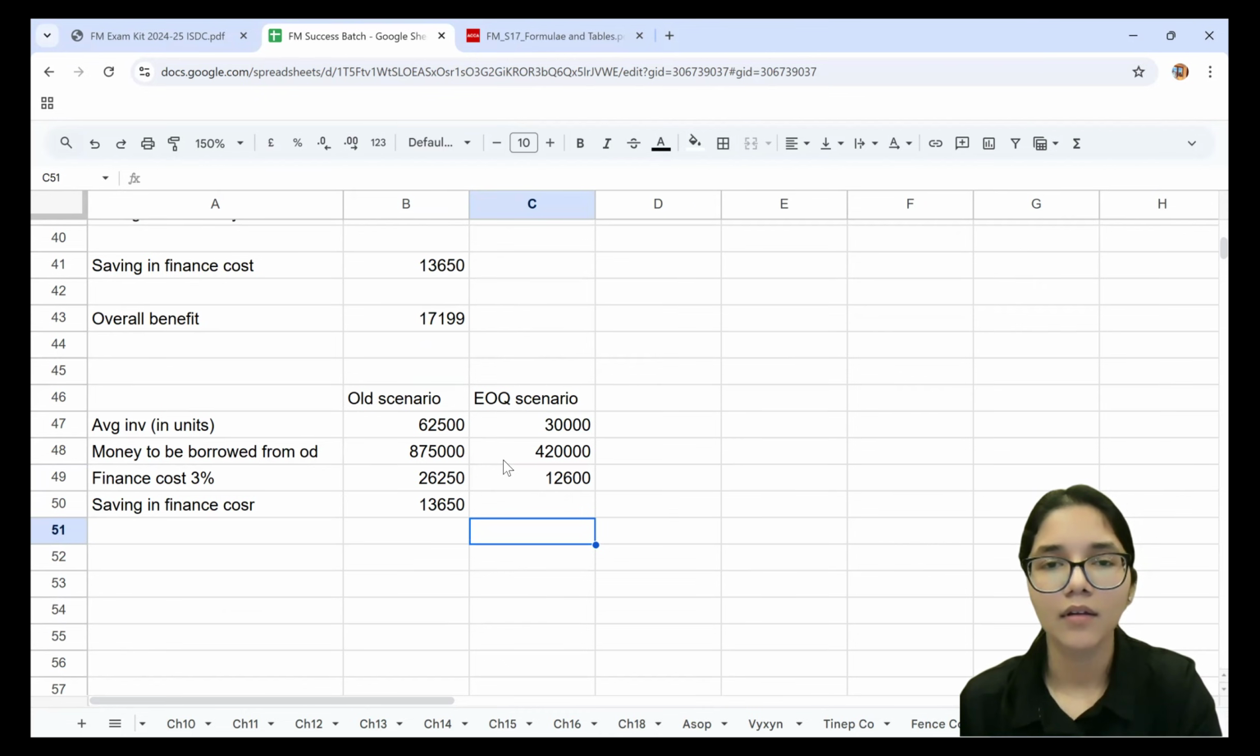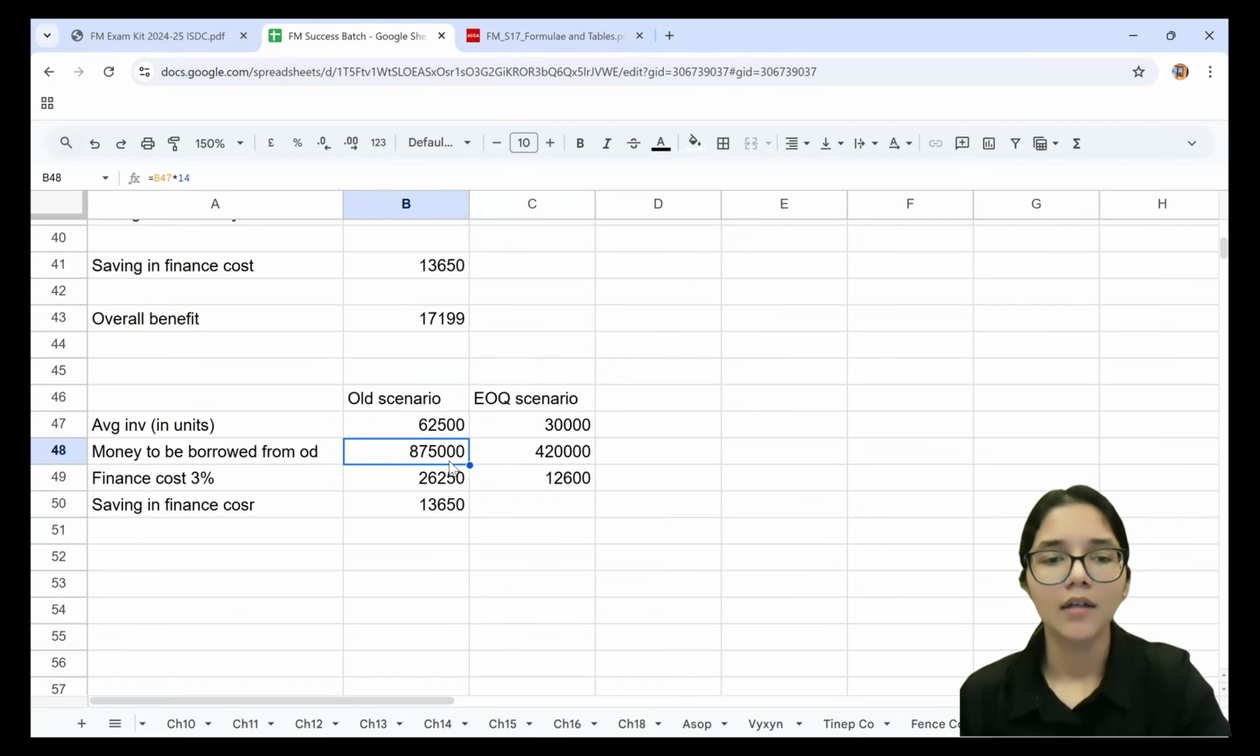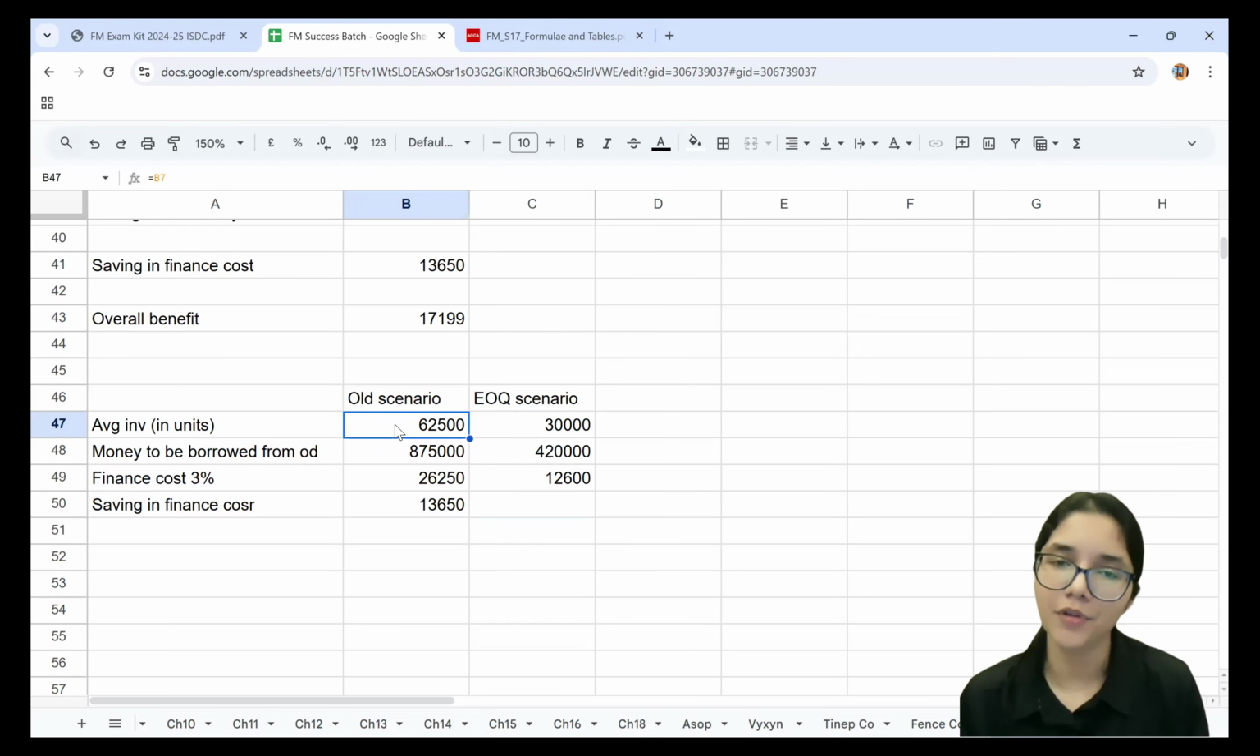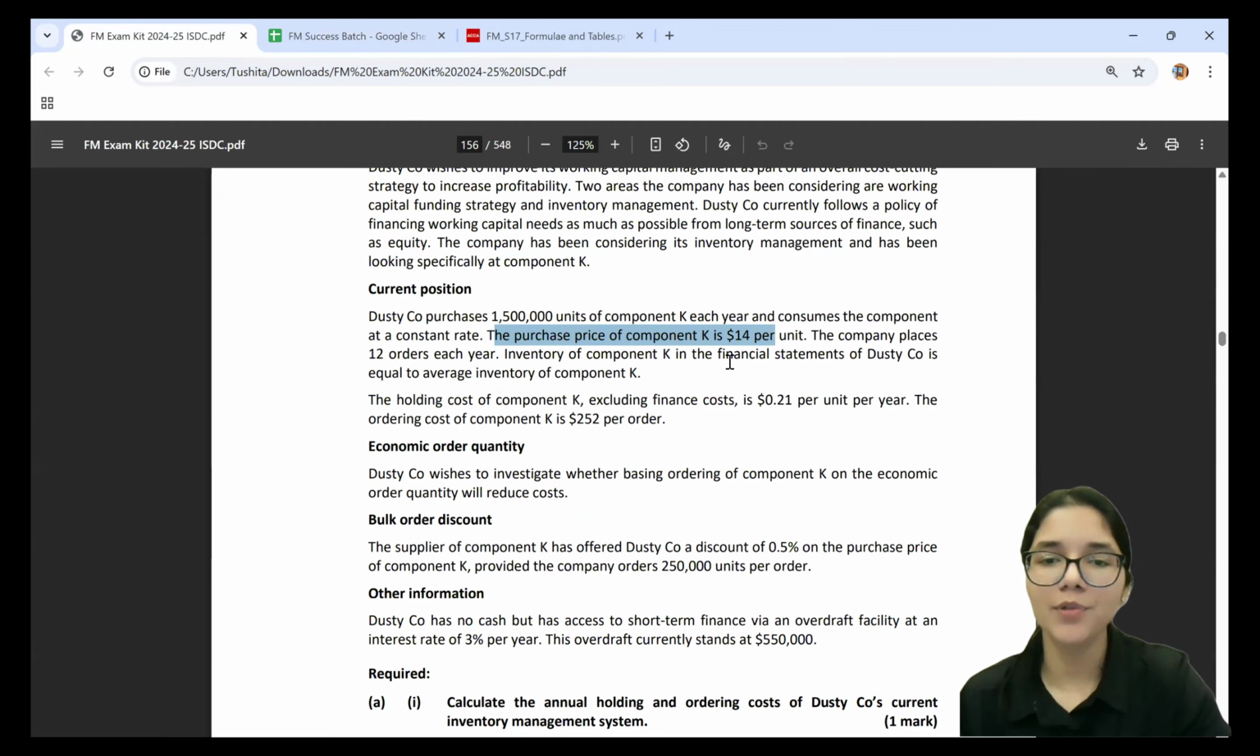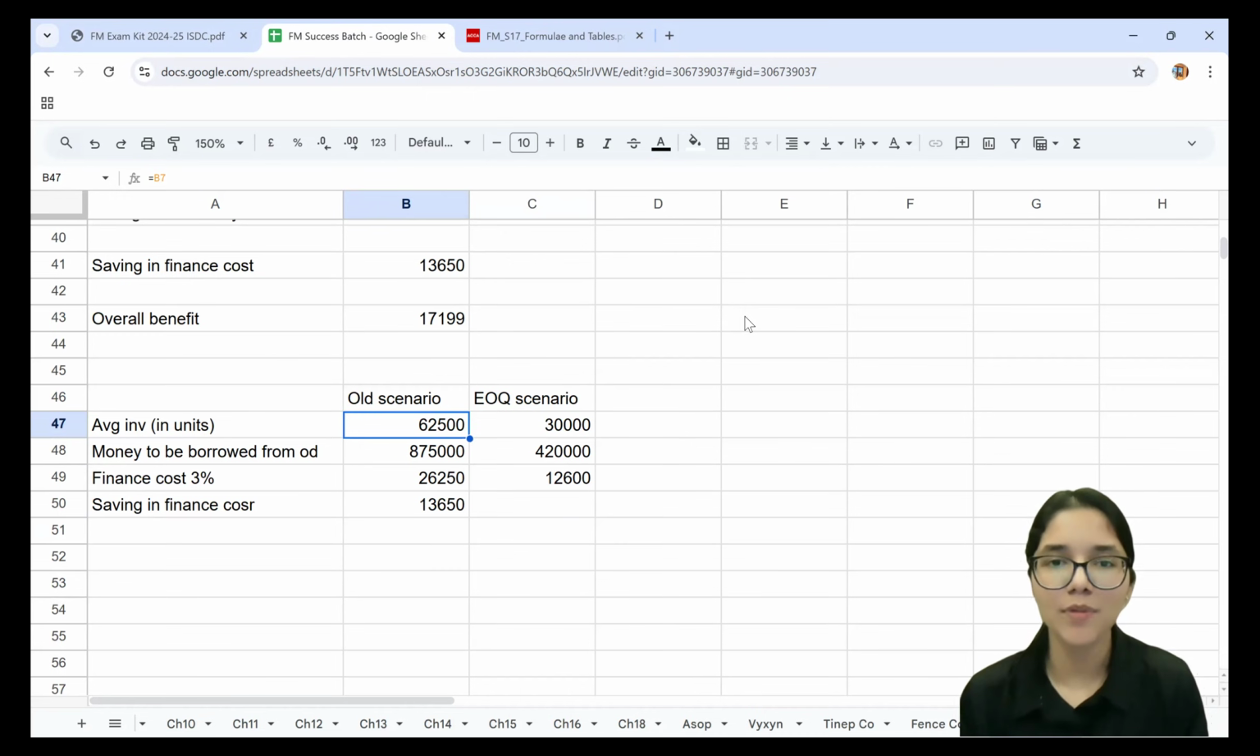Money to be borrowed for OD, 875 and 420. Where did that come from? So this is your average inventory, 62,500 number of units. Now, one unit, if you want to go and purchase from the market, how much money do you have to pay to get one unit? $14. So that means if you want to have 62,500 units in your inventory, how much money would you need to borrow? You multiply that. All right. Thank you.